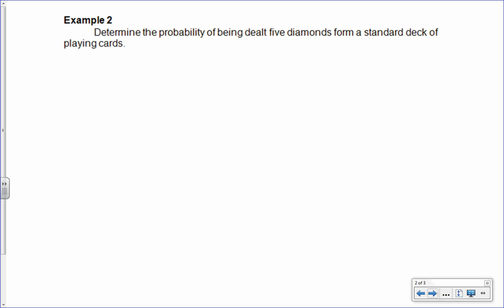Okay. Determine the probability of being dealt 5 diamonds from a standard deck of playing cards. In other words, you were just dealt a poker hand known as a flush, which is a pretty strong hand in most cases. So what we want to do is find the probability. So we need the number of ways I can successfully get what I want over the total number of ways you can just do it in general.